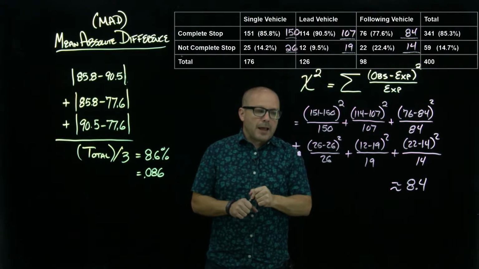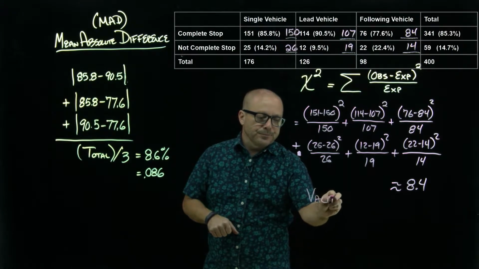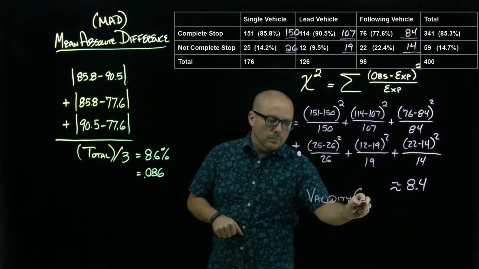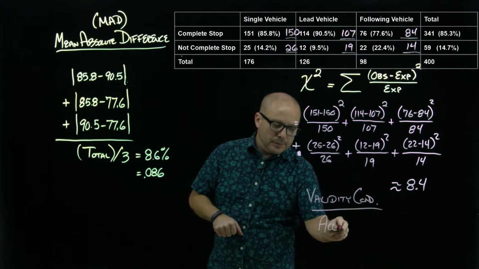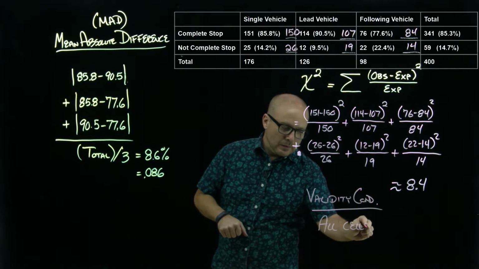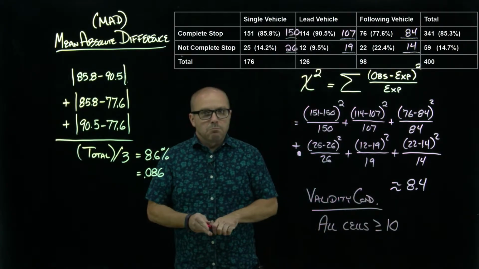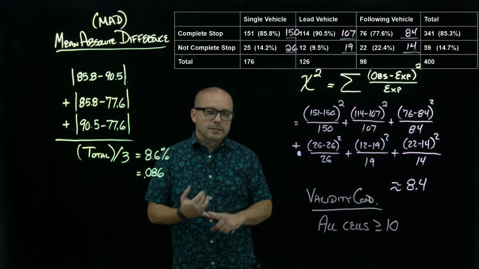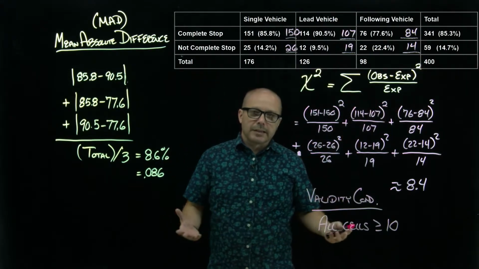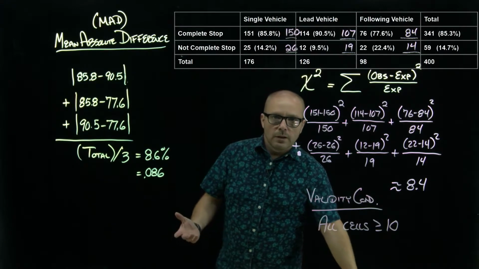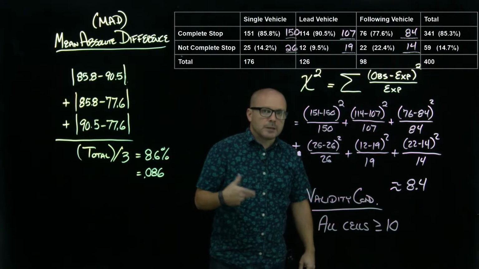But that's our validity condition for theory: all cells greater than or equal to 10. So that's basically saying at least 10 successes and 10 failures in every category. So just extending the idea we had for a single proportion or two proportions. So the theme continues on there.